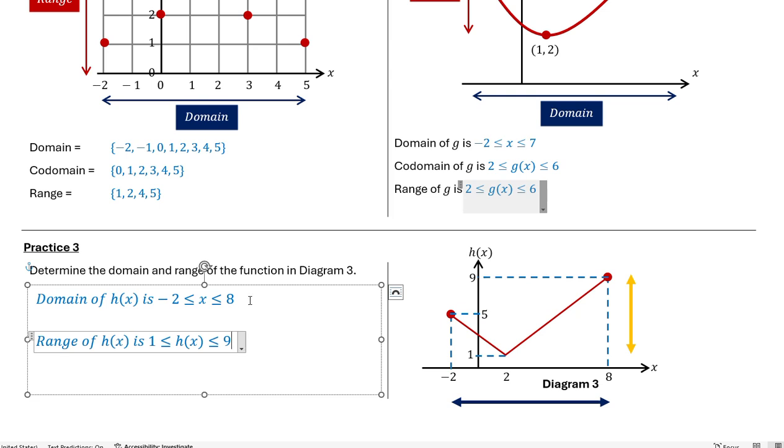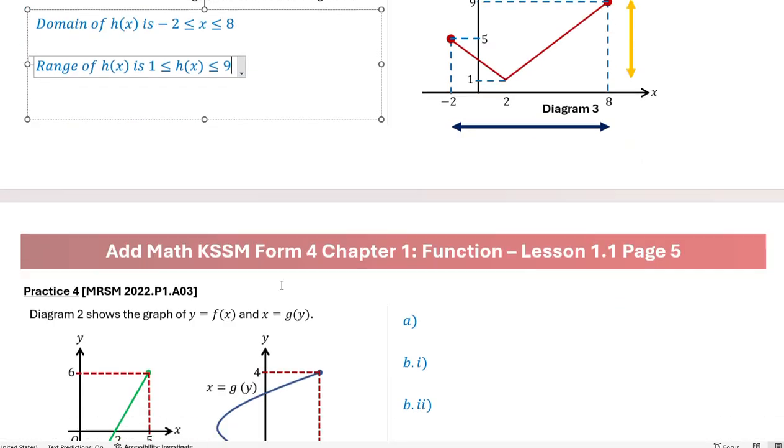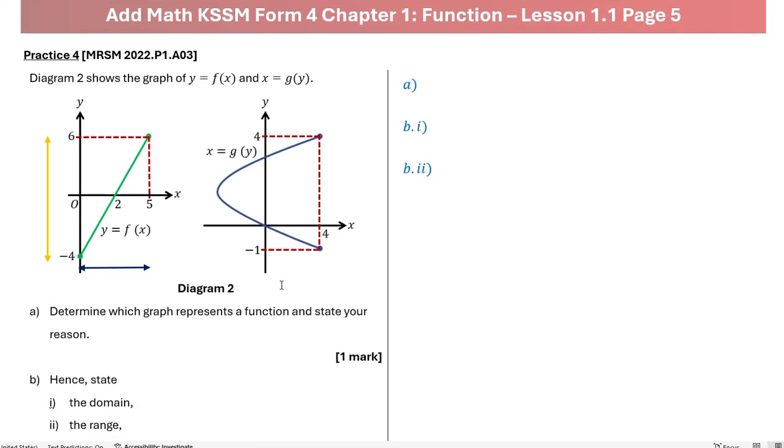Now let's move to page 5. This is a Morrison question. The diagram shows the graph of y of x.